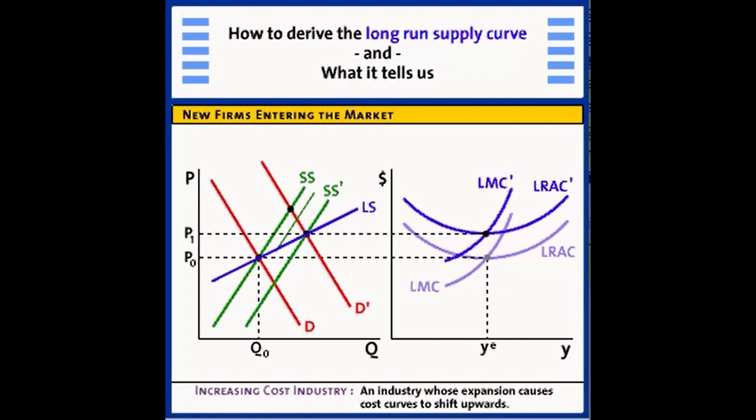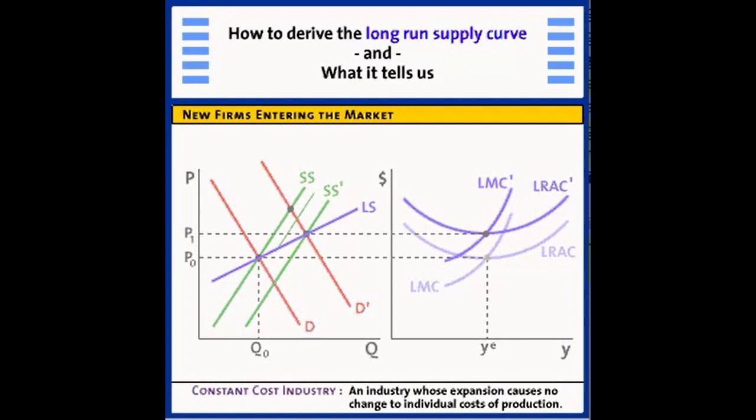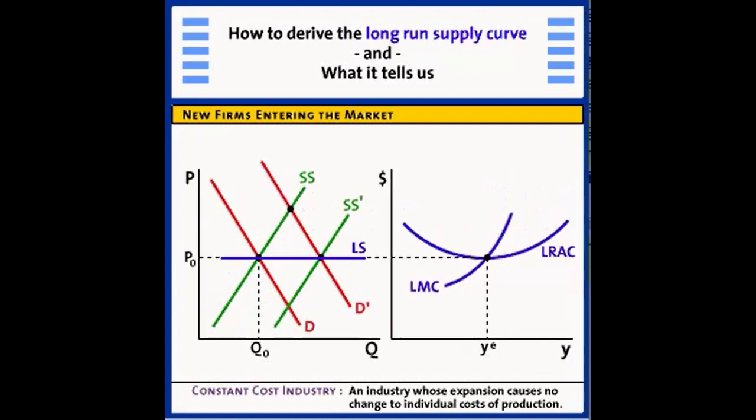It is possible that you have what's called a constant cost industry. A constant cost industry would be one where, as the industry expands, the costs of production do not change for the individual firms. In that case, the short-run supply curve would keep shifting outward until our price fell back to 8 cents per mile, the original minimum long-run average cost. In that case, the long-run supply curve would be a horizontal line. The short-run supply curve would keep shifting out until it intersected the demand curve at the original price, the original minimum long-run average cost.